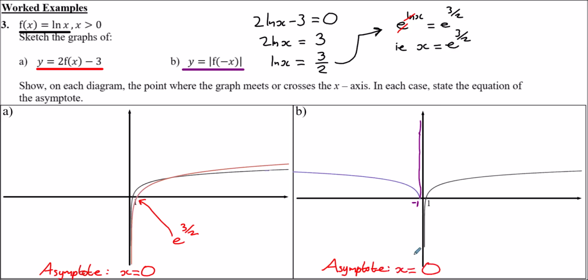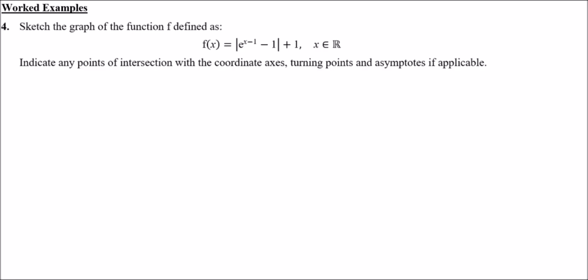Now one final worked example 4. To be fair, this one's going above and beyond. This one is a challenge, but just remember, let's start from the inside and work out. So, sketch this graph indicating any points of intersection with the coordinate axes, turning points, and any asymptotes. A challenge and a half.